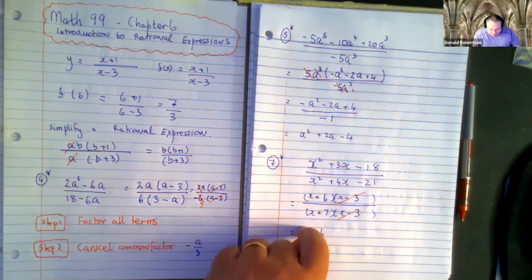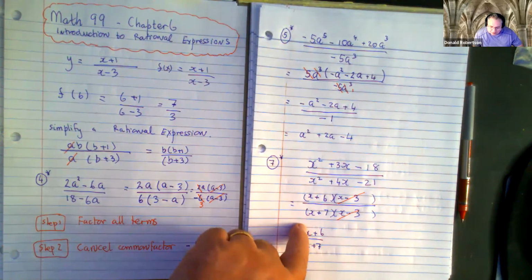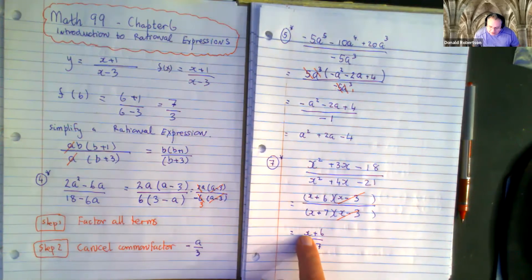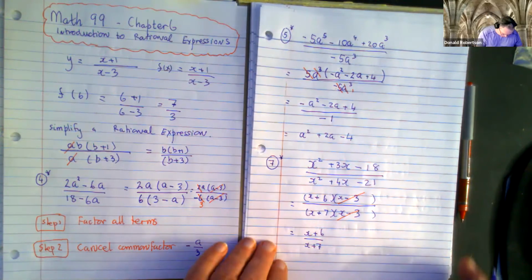And remember, you are now finished. You cannot cancel this x with that, because these are not factors. That x is not a factor. It's part of x plus 6. x plus 6 is a factor. x plus 7 is a factor. They're not the same. They can't cancel.